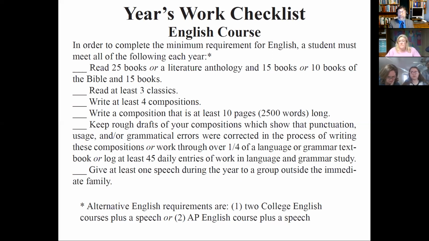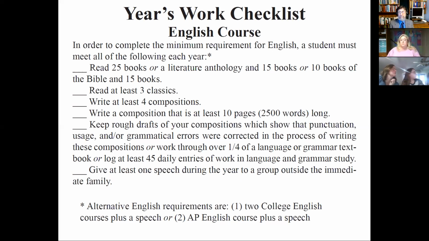Let's say you're doing a history course and you read 10 biographies. What a wonderful way to learn history. 10 biographies. Those all count toward your 25 books. Let's say you get interested in a period of history and you read a lot of books about the Civil War. Every one of them counts towards your 25 books. Anything you do in any subject area counts. So you can do a high school English course, and everything you do in that course counts towards our English course requirements, but that doesn't mean you can skip the rest of our English course requirements.